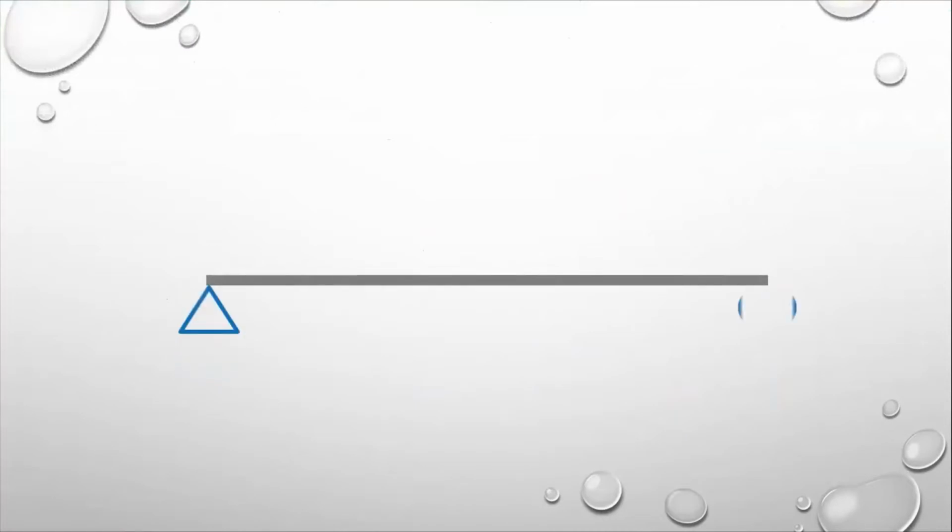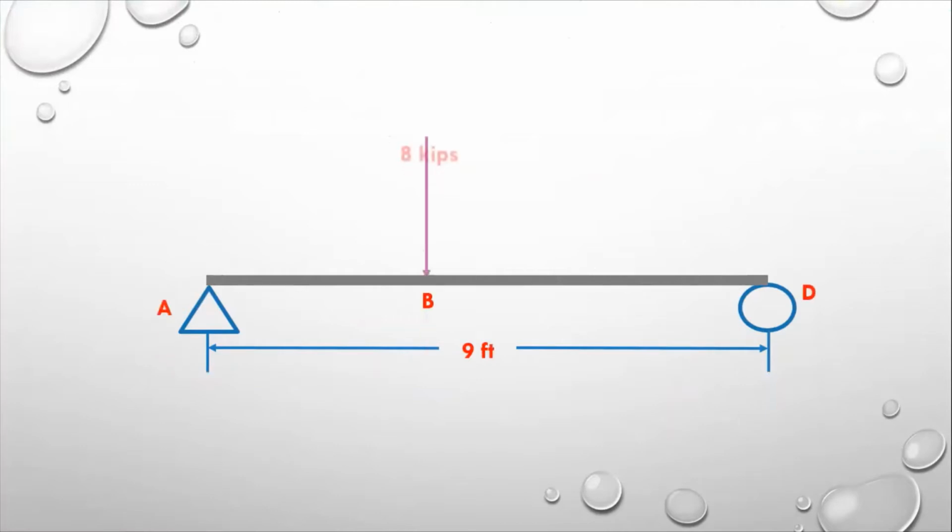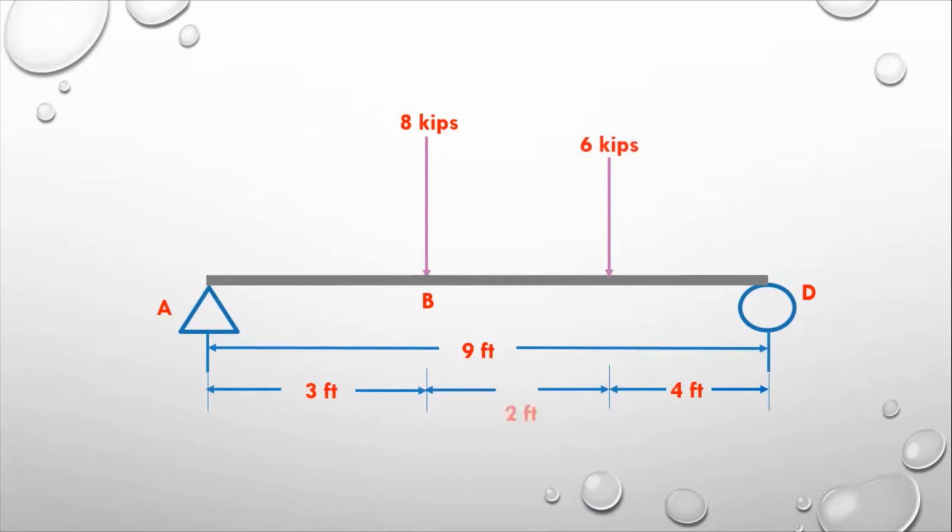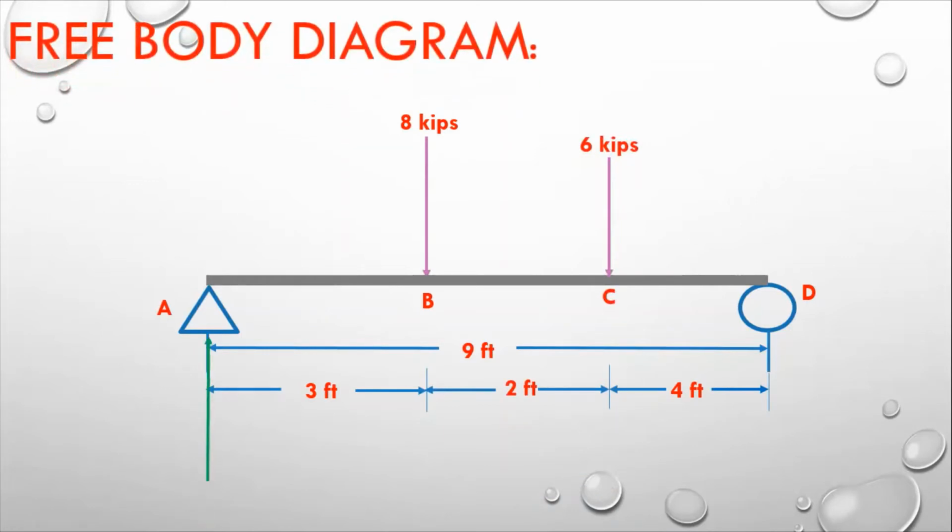So how can we solve it? First of all, we have to draw the shear force diagram of this concrete beam. So how can we do it? We should provide the support reactions in this diagram. So this is the complete diagram in front of you. You can see 3 feet, 2 feet, 4 feet, and the free body diagram.